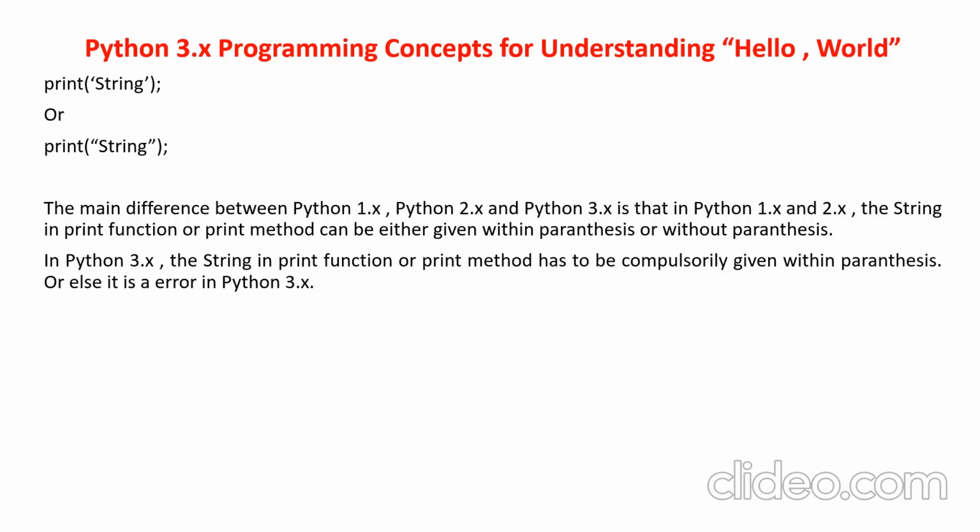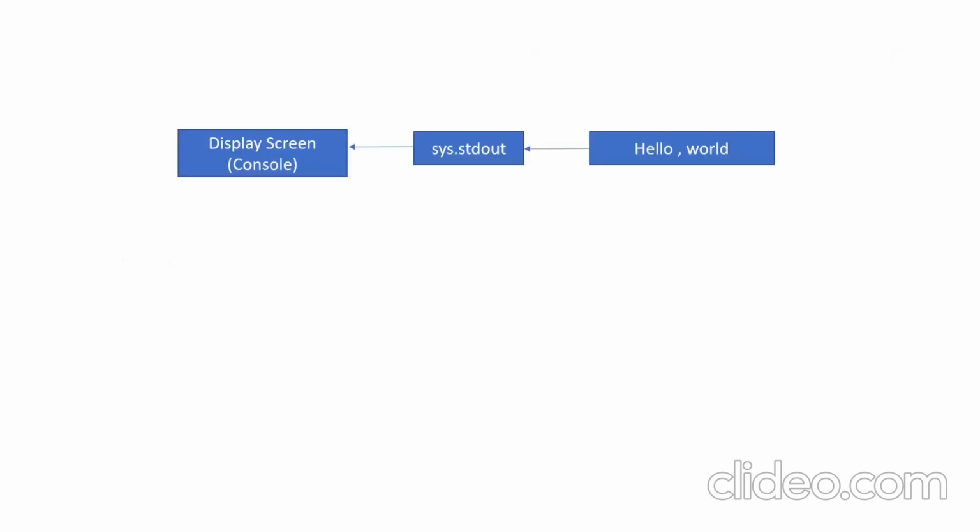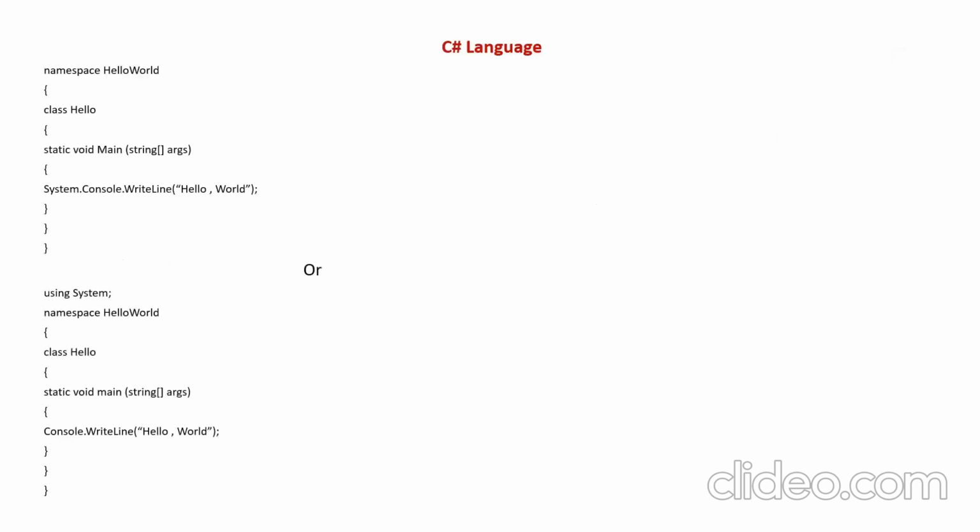So the main difference is that the string in the print function can be given either within parentheses or without parentheses, whereas in Python 3.x the string in the print function has to be given within parentheses, or else it is an error. So this is the way it is transmitted from the program to the display screen by means of sys.stdout.